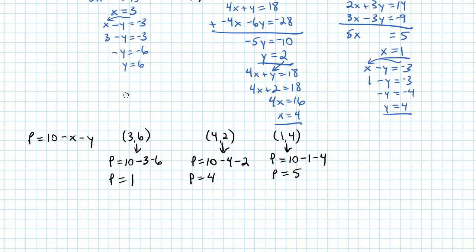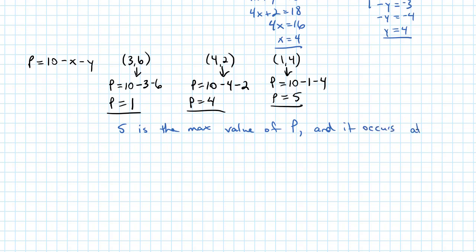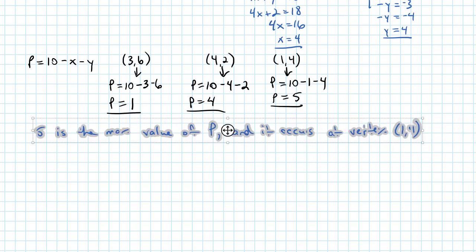So we can see that when we compare all the outputs of the objective function at the corners of our feasible region, we can see that 5 is the max value of the objective function p. And if we want, we can be even more precise, and it occurs at the vertex 1, 4. And I don't think that fits on the screen. Let me move that over. Okay, so 5 is the maximum value of the objective function. It occurs at 1, 4.